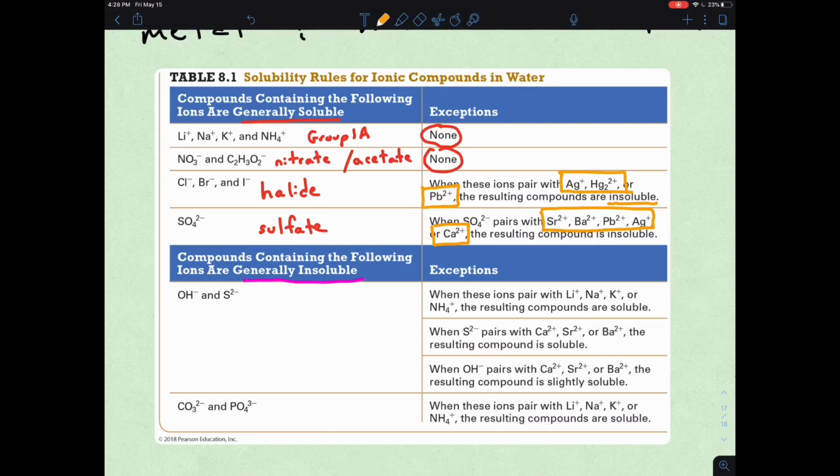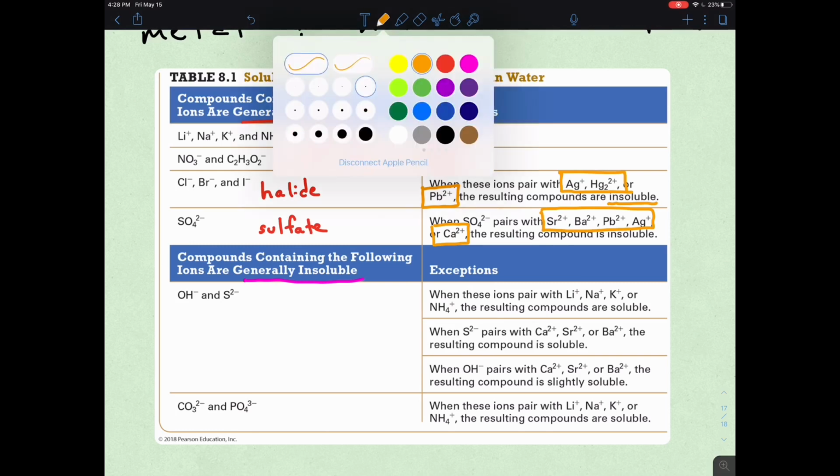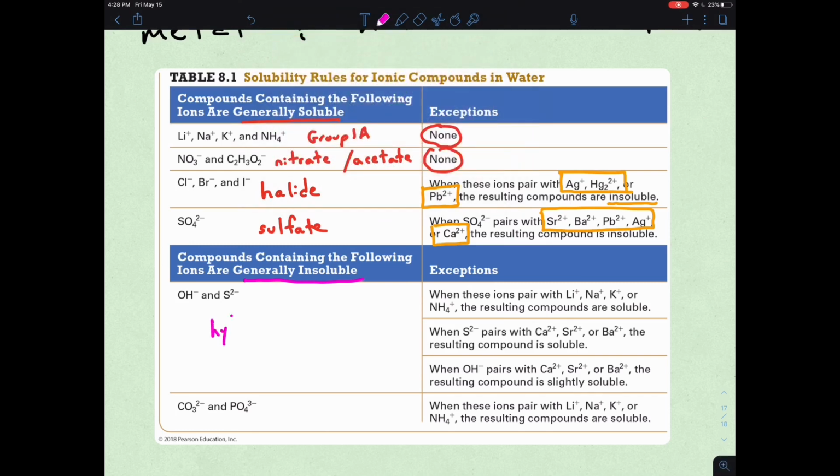So if you know those groups are all soluble, then you have these other groups down below, such as hydroxide and sulfide. And these tend to be very insoluble, and you might be like, well, wait a minute, I'm used to sodium hydroxide and potassium hydroxide. Well, right, notice that those are exceptions, right? That when we have those ions paired, right now we have something that is soluble.